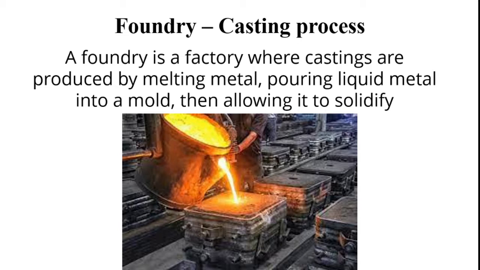So the casting process has its own steps. In that, melting the metal is the initial step, and then pouring liquid metal into a mold is the second step, then allowing it to solidify is the third step. In that, pouring metal into the mold is the second process. Then how can we make a mold, which is the important question.